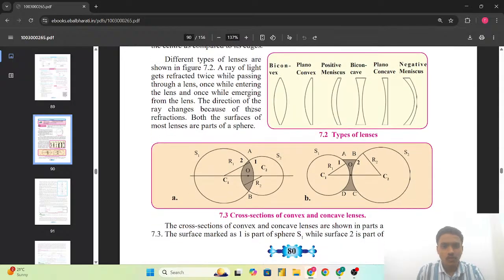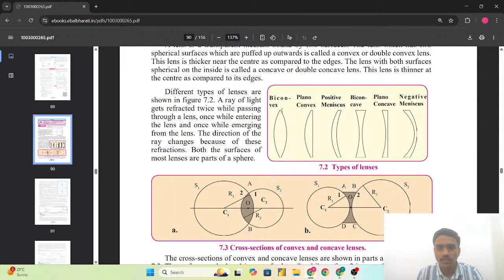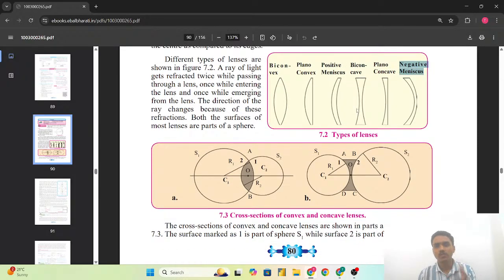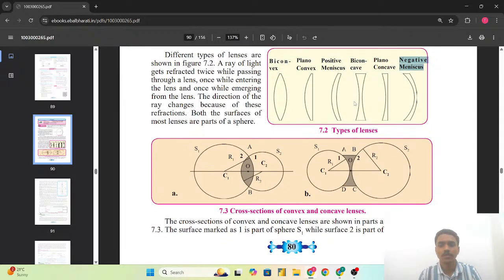So next we are going to see the different types of lenses. This is not much important but may be asked in your school exams, related with the types of concave and convex lenses. So biconvex lens, plano convex lens, positive meniscus, biconcave lens, plano concave, and negative meniscus. So these are all the different types of convex and concave lenses. These names we have to remember.